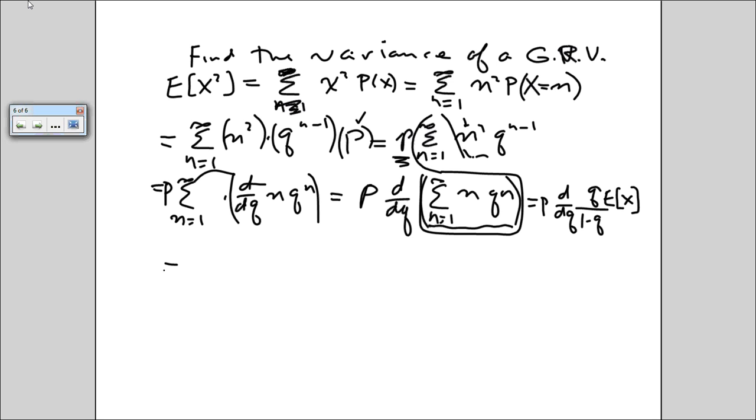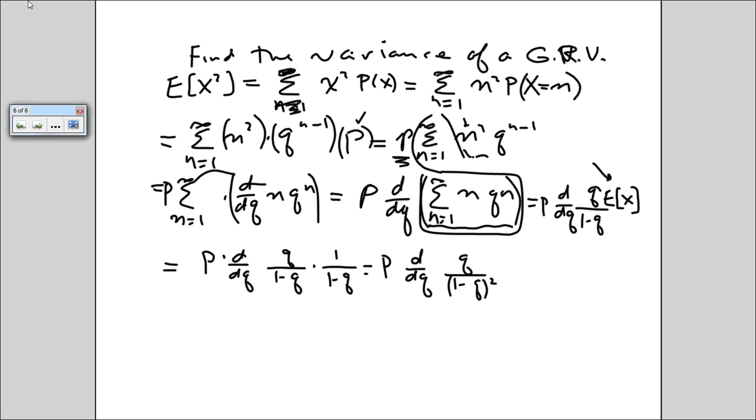So this becomes p times the derivative of q over 1 minus q times E of x, which is 1 over p. But p is 1 minus q. So we have p times the derivative of q over (1 minus q) all squared. So now it's a straightforward calculus problem. Find the derivative of q over 1 minus q.